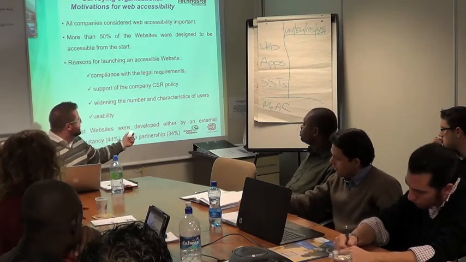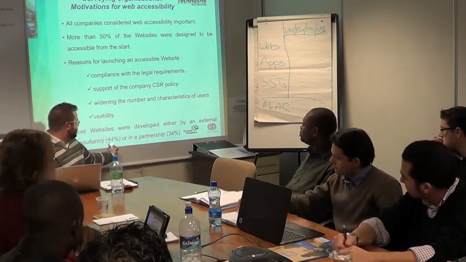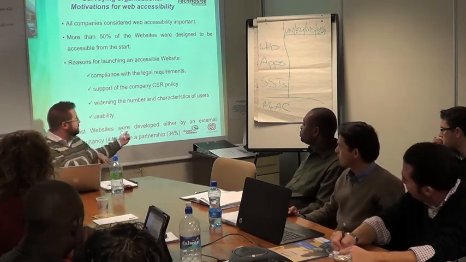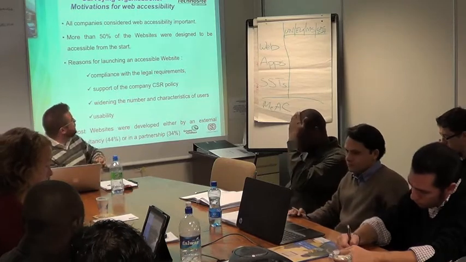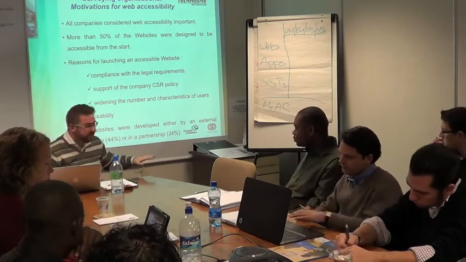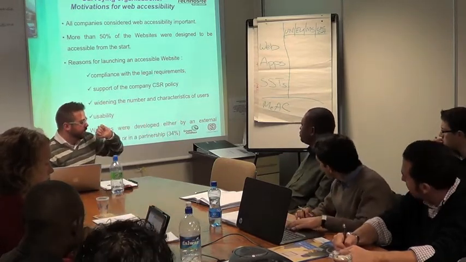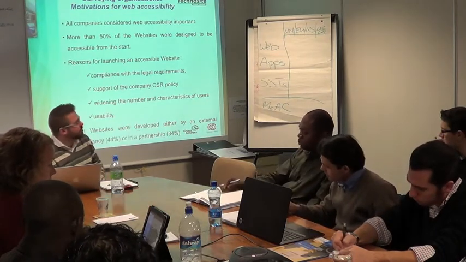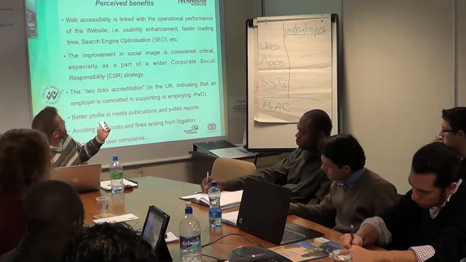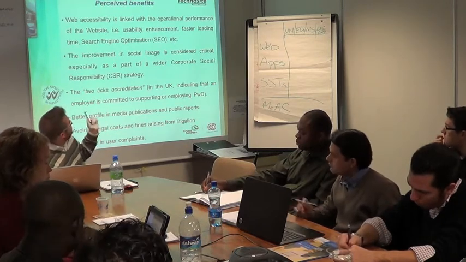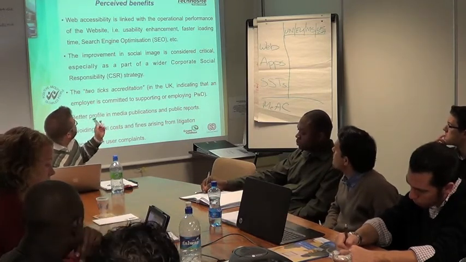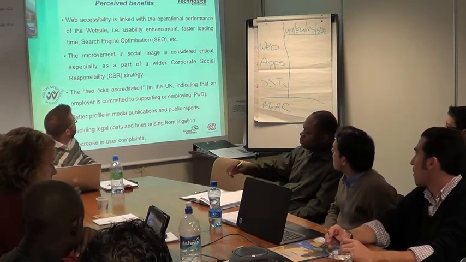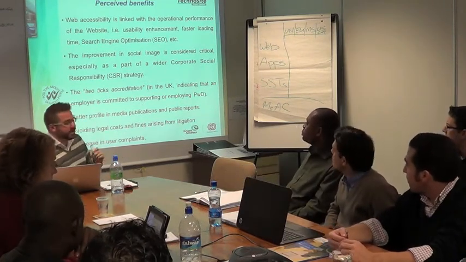Most websites were developed either by an external consultancy company or in a partnership within the organization and also outside, hiring somebody from the outside. All of these numbers come from this MEAC study. So if you want to Google MEAC, you'll see all the full reports over there. Web accessibility is linked with the operational performance of the website, usability enhancement, faster loading time, search engine optimization, etc.